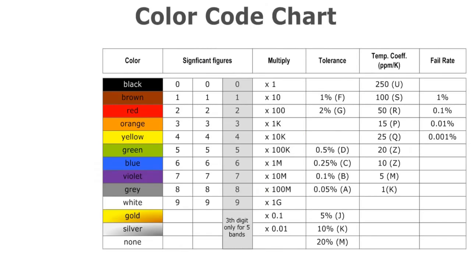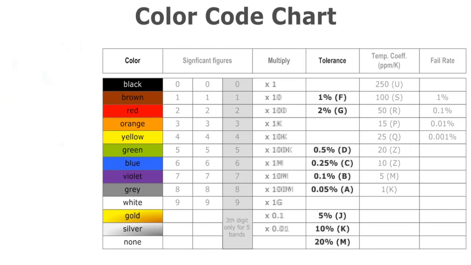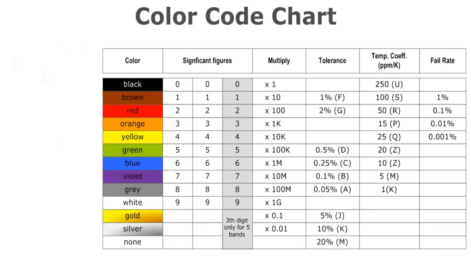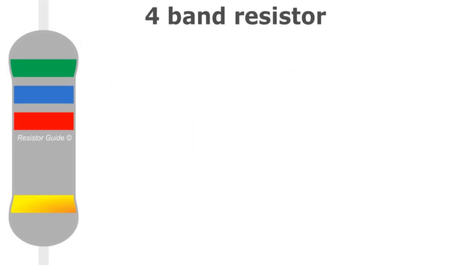The color bands represent different values. This table, which is also available on resistorguide.com, is very useful to decipher those values. Some bands indicate the significant digits of the resistance value, a multiply factor, the tolerance, or for special resistor types the temperature coefficient or failure rate. Now we will take a look at a resistor to show how the table can be used to read the code. Let's take an example.